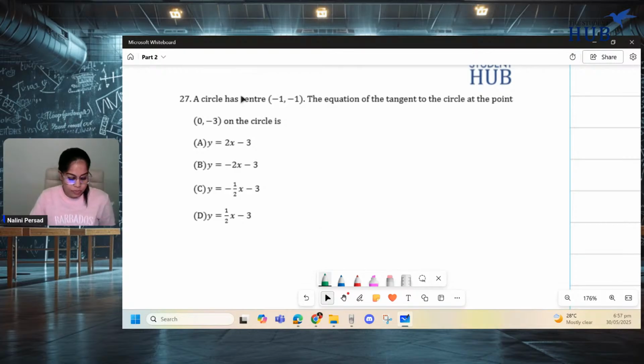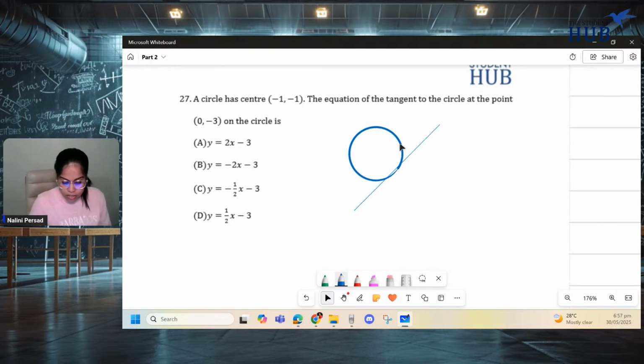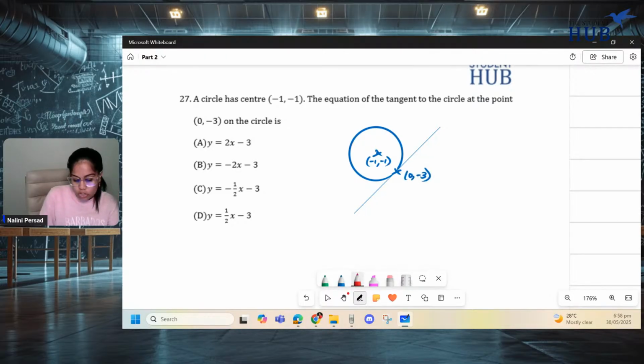Question 27. It's -1, -1. Equation of the tangent at the point 0, -3. Again, just draw a very tiny diagram. It won't take you long. You just draw a little circle, you draw a little tangent to get your thoughts in order. The center is -1, -1, and your tangent is at the point 0, -3. So using those 2 points, I can find the gradient of the normal, can't I?